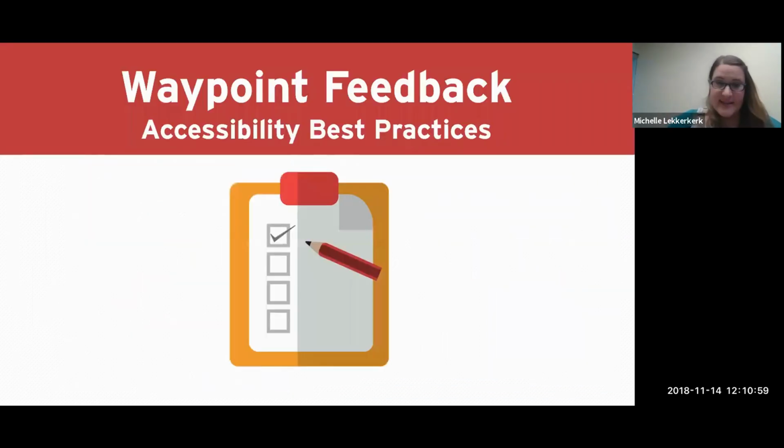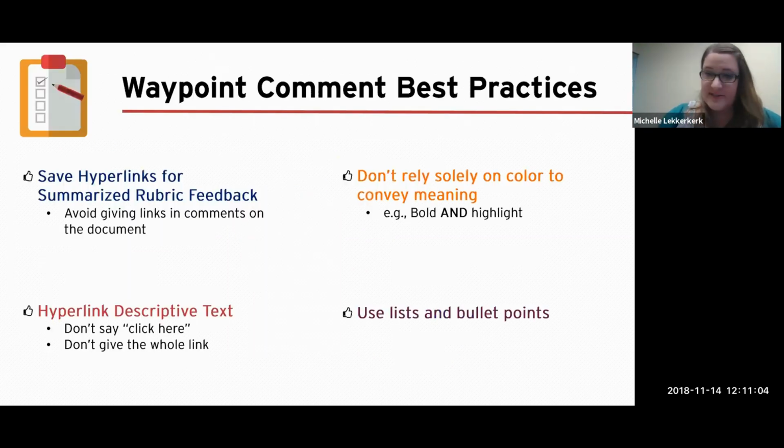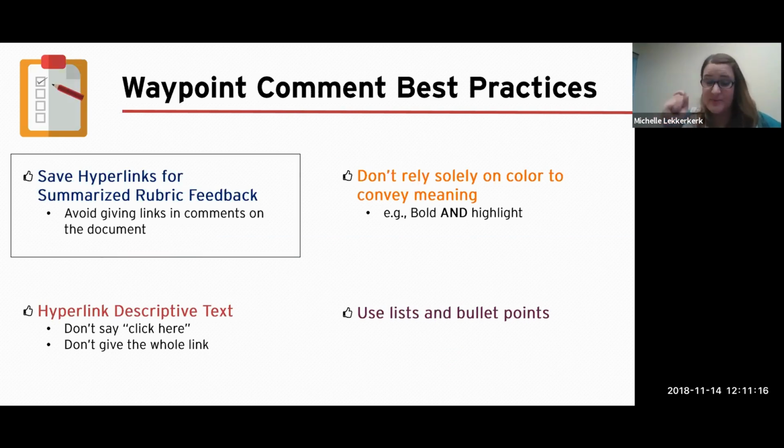All right, last thing we want to talk about in terms of accessibility best practices is waypoint comments, because this is where you do a lot of your feedback to students. A lot of things we want to recommend here are the same as before. I just want to point out that you should not put your hyperlinks in the in-text comments on the document. A lot of people highlight a citation and say, please fix your in-text citations, for help with this, and then give a link. Because you can't hyperlink properly within the in-text comments, it will be that full link that is really hard for a screen reader to read.